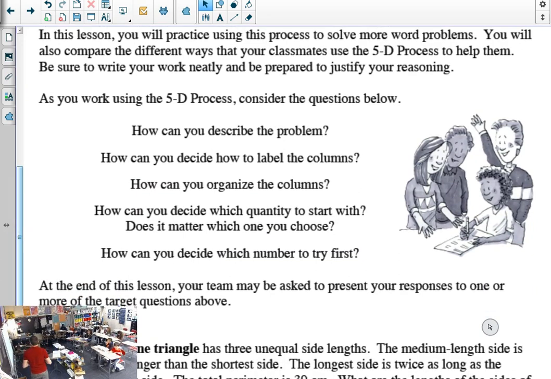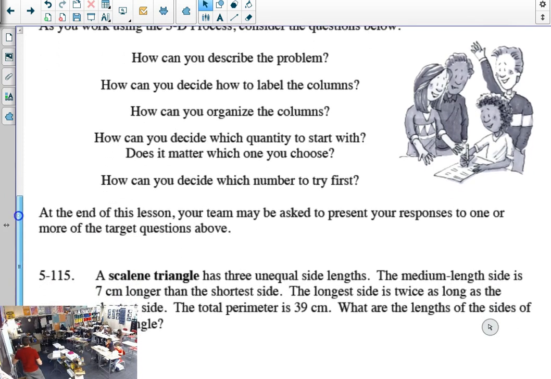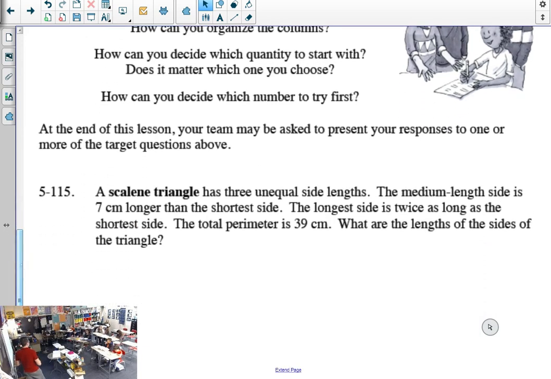Here are the main questions we're going to remember as we work through today. How can we describe the problem? Is there another way that we can think about it? Is there another way that we could write it, draw it, do something like that? How can we label the columns? Like last week we were working with the different fence sections, right? Not every problem is going to have different sections of fence. How can we organize our columns? How can we decide which quantity we start with? How can we decide what we try first as our guess? And then, how can we explain this to others? Okay, we were trying to explain this to somebody else, really.